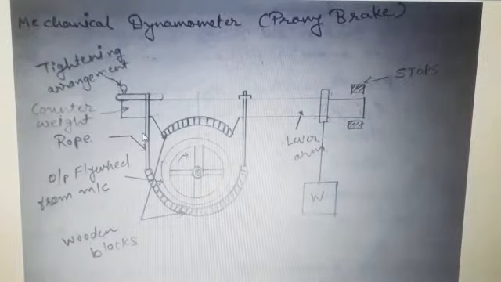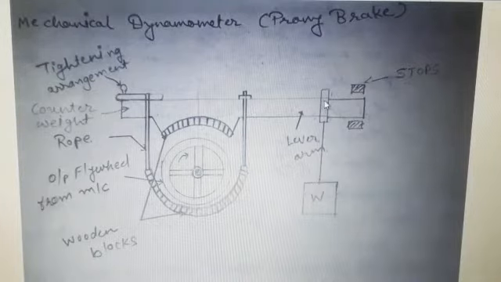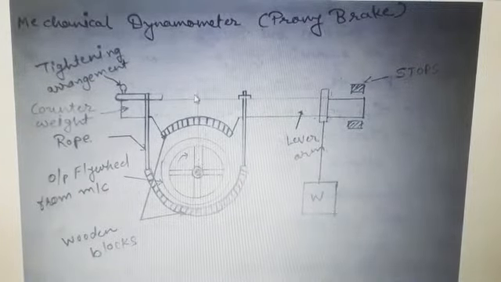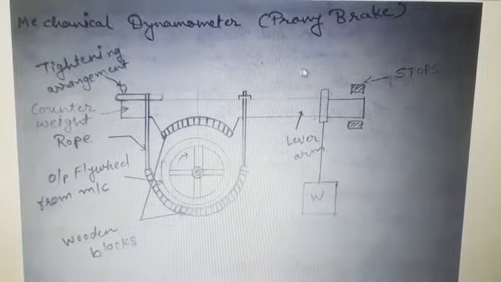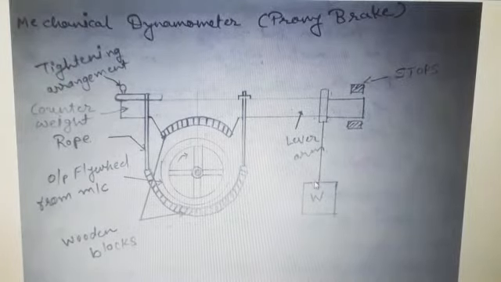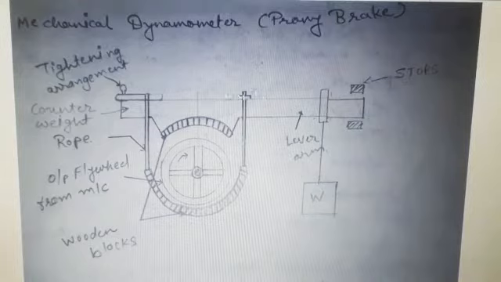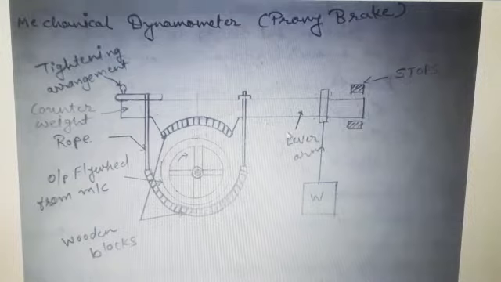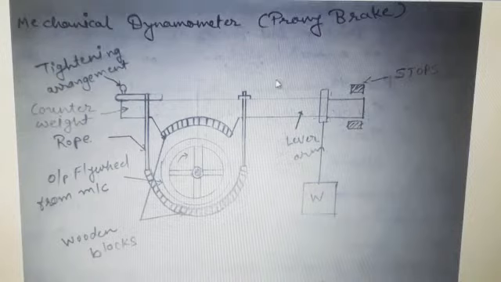Next we are having a lever. This one is called a lever. As we can see, from the center of the shaft to the load or weight which is applied, the distance is known as L. This distance from the center of the shaft to the load is called the length of the lever, L.